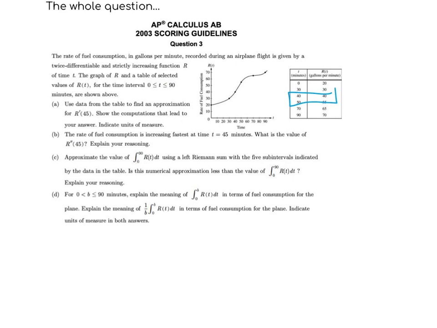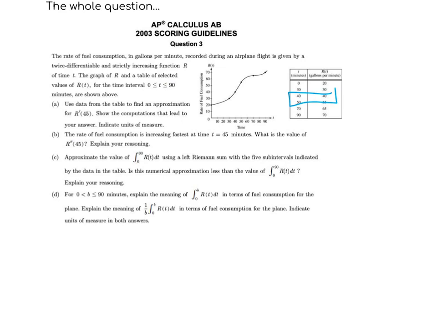Part B, the rate of fuel consumption is increasing fastest at t equals 45. That one's confusing. R is the rate of fuel consumption. It's increasing fastest, so that means it has the max amount of increasing. The derivative of r is r prime. That tells me when the function is increasing or decreasing. Since r is increasing, r prime is positive. R prime is most positive at t equals 45.